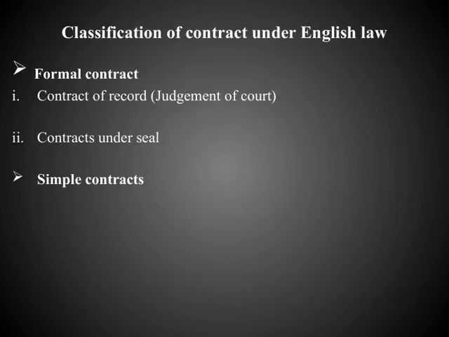Now, let's look at how contracts are classified under English law. First, we have formal contracts. These are agreements that require a specific form or method of creation, often involving written documentation or particular procedures. An example of a formal contract is a contract of record, which is essentially a judgment of court, meaning it's a formal declaration by a court that creates a binding obligation.